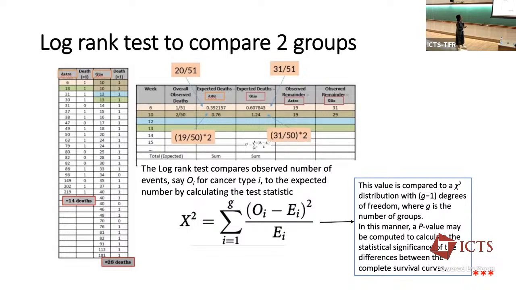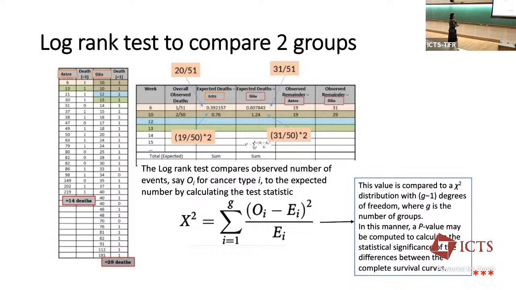Now at week 10, in this group, no death happened. In this group, there was 1 death. Up till now, there were 2 deaths, so 2 over 50, not 1, because at week 10 we have 2 deaths recorded. It is 2 over 50 because 1 passed away out of 51, so 50 were left. Now we had 19 left in this group, so 19 over 50 multiplied by 2, we get this. And here we get 31 over 50 multiplied by 2. So you can continue like that.